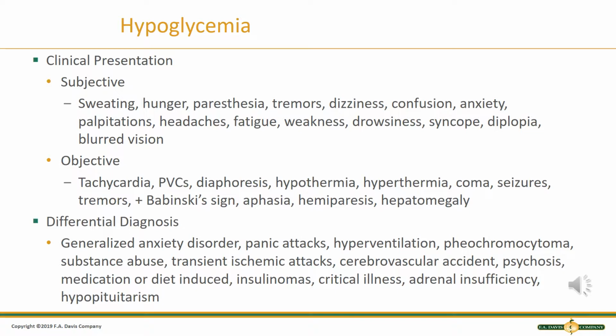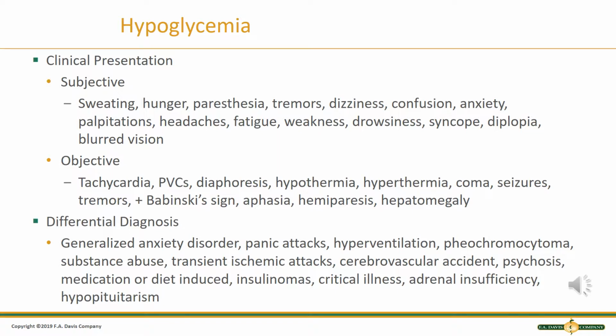The subjective presentation can be very mild or very severe, and the symptoms are classified as either adrenergic or neuroglycopenic. Your adrenergic type symptoms are going to be your sweating and your tremors, the dizziness, the confusion, anxiety, and your palpitations, whereas your neuroglycopenic symptoms are going to be headaches, fatigue, weakness, drowsiness, syncope, blurred vision, double vision, and some personality changes. Seizures or coma are severe presentations.